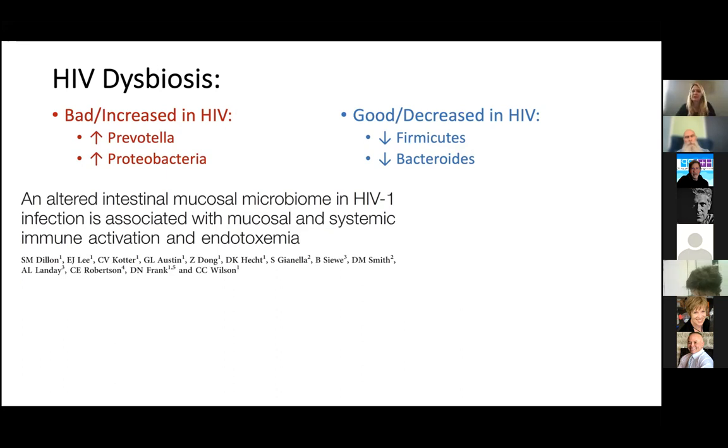We also see increased proteobacteria. This is also important because proteobacteria contain opportunistic pathogens. So these include things like staph and E. coli. And proteobacteria also tend to be more adherent to the mucosal barrier. And so we also find proteobacteria translocating across that epithelial barrier into systemic circulation and can be found in different organs. So the fact that these two bugs are consistently found to be increased is really important for HIV.